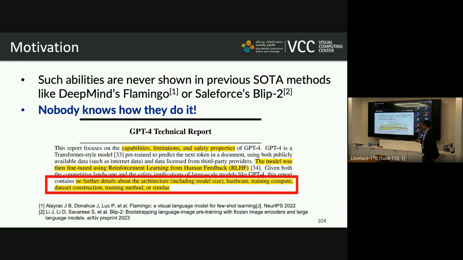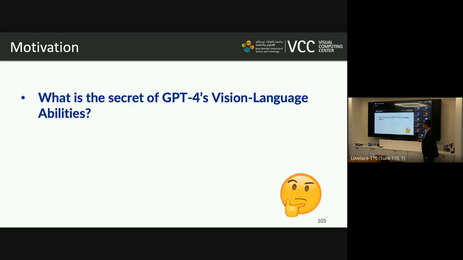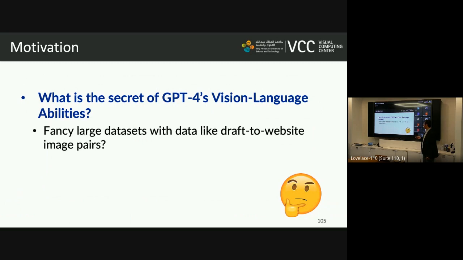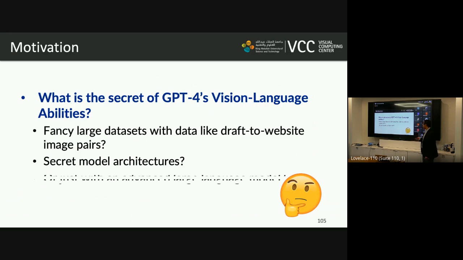So this made us quite curious to explore how we can do something that is open source in this space, and what are the secrets of these vision-language capabilities. Is it fancy large datasets? What type of architecture? All these are questions that were quite intriguing to ask, and we weren't sure how to do it.